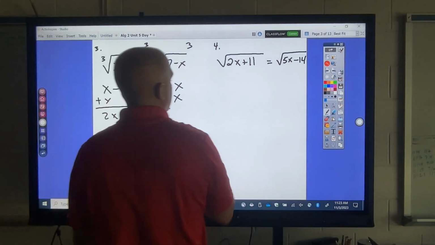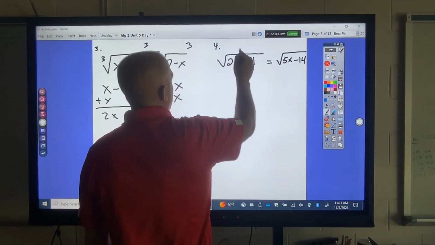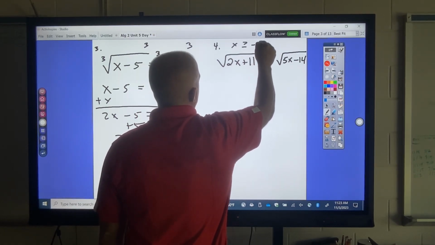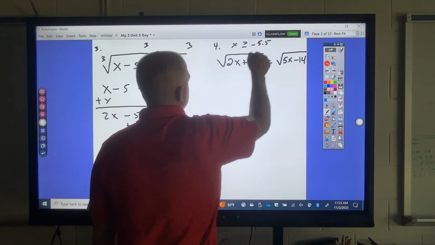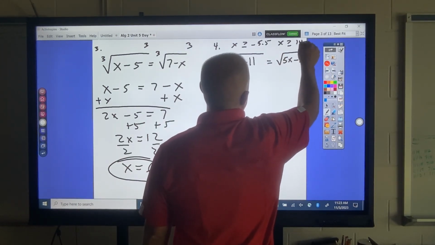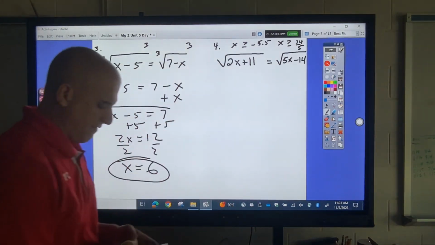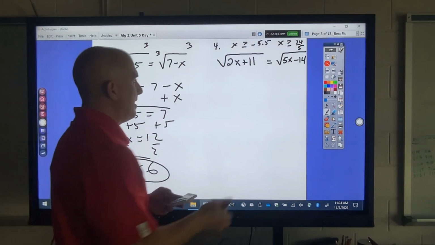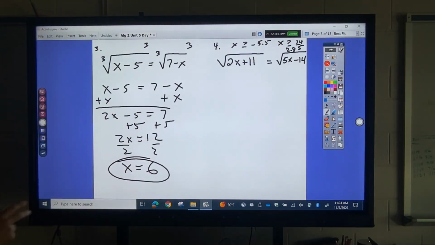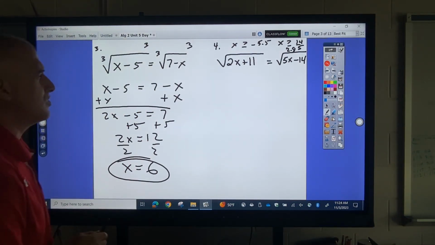I've got two things going on here. x has got to be greater than or equal to negative, basically negative 5.5, because that's what that would be. I also have to have x greater than or equal to 14 over 5, which would be about 2.8. So I've got to make sure that it fits somewhere in those domains.